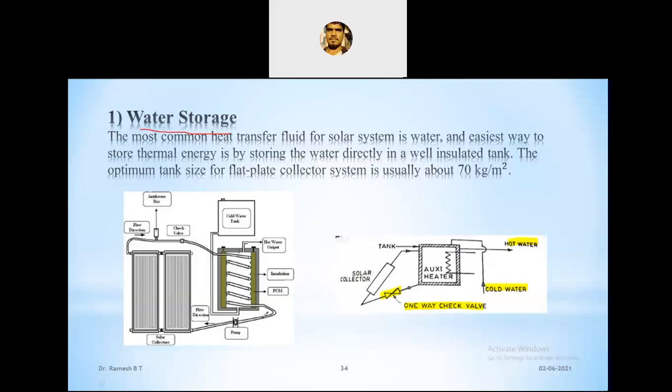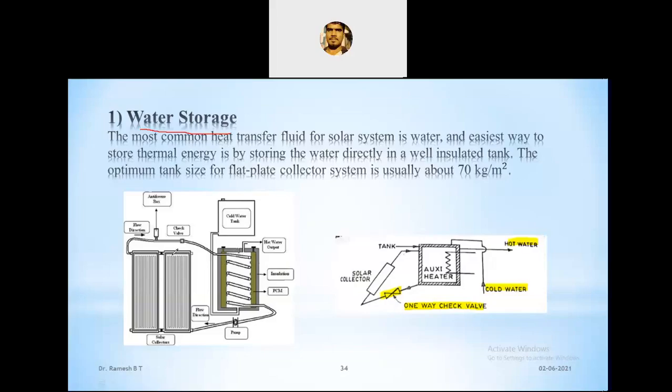Here is a typical water storage system. There are two types: one with a pumping system, and one that can be used without a pumping system. The best example is water heaters. Water heaters used for household or industrial purposes are the best example of sensible heat storage systems.